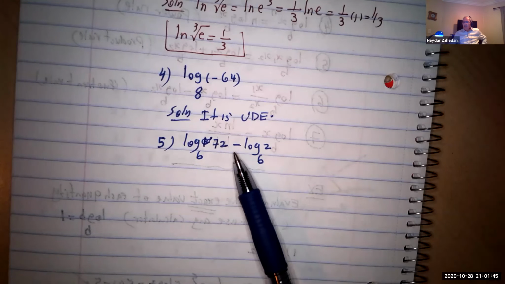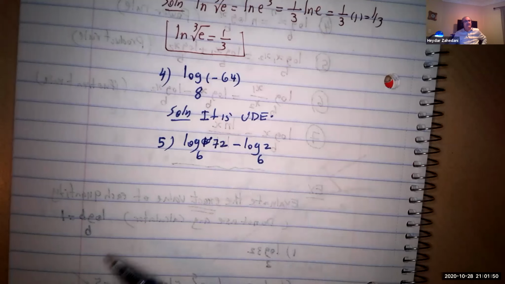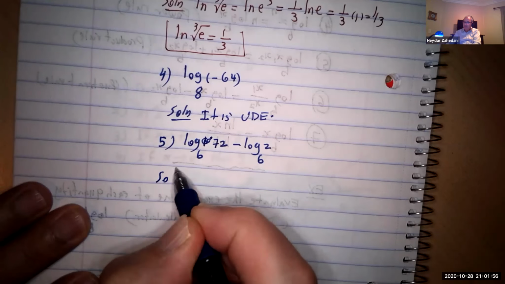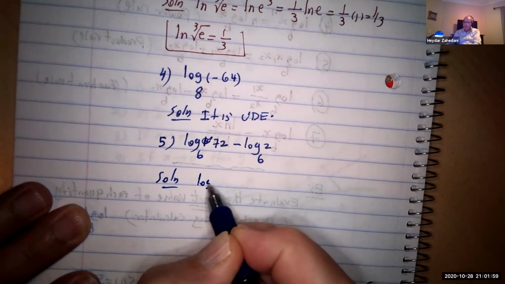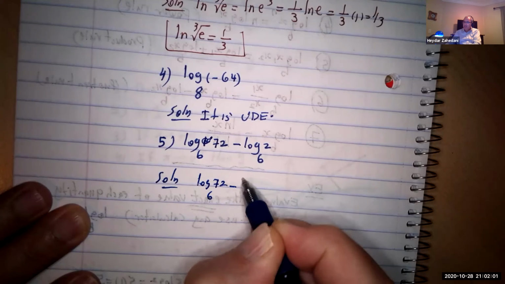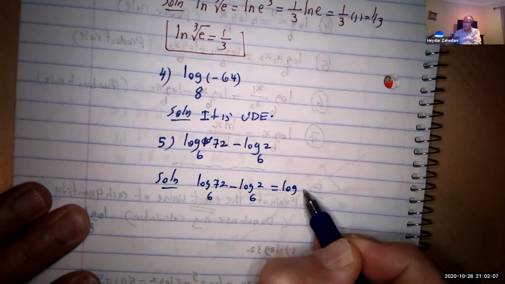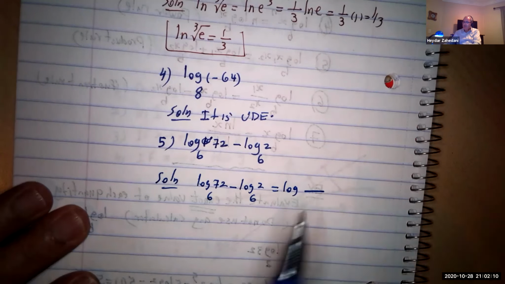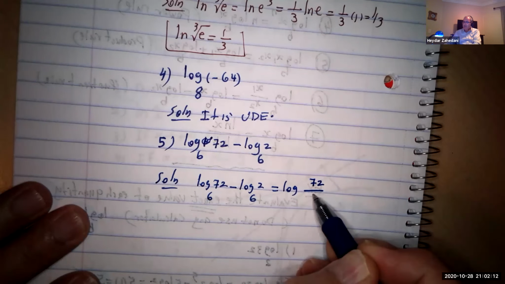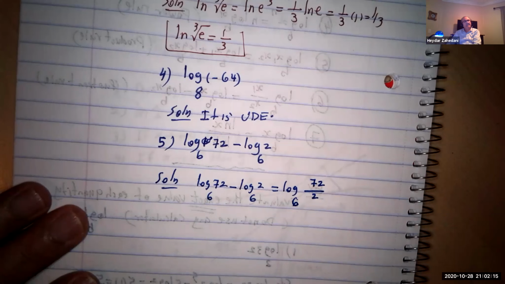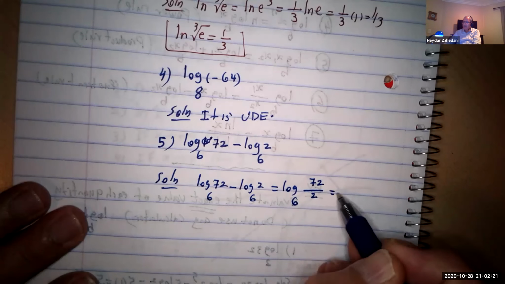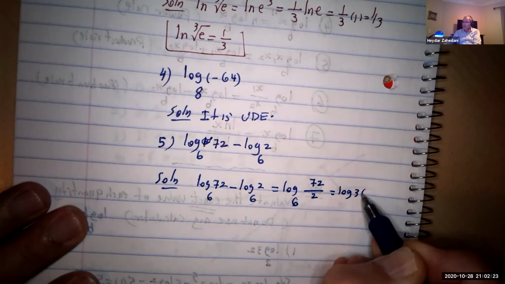To change it to the single log, it's a difference. Remember, we can change the difference into a quotient. The quotient rule, okay? So the solution is going to be the log of 72 at 6 minus the log of 2 at 6. We can rewrite it as a log of the quotient. On the top we put the 72, down the bottom the 2, but the base is 6. Okay, 72 over 2 would be 36. So that will be log of 36 at 6.